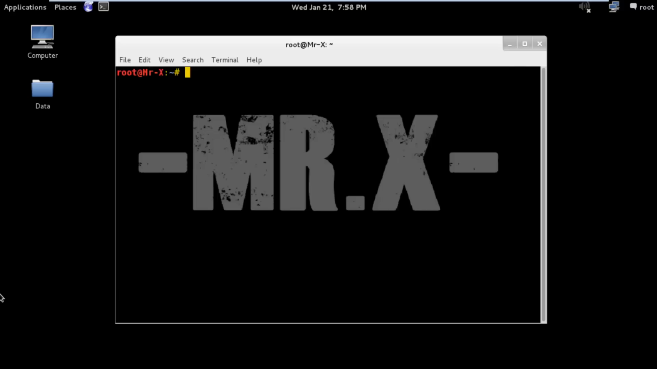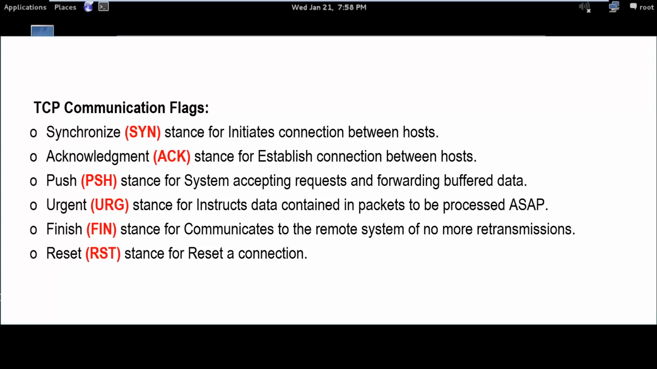Before proceeding with the following illustration, refresh your mind with the following list of TCP communication flags. Synchronize stands for initiating a connection between hosts. Acknowledge stands for establishing a connection between hosts. Push stands for accepting a request and forwarding buffered data. Urgent instructs that the data contained in the packet be processed as soon as possible. Finish communicates to the remote system that there will be no more transmission, and the last one, Reset, stands for resetting a connection.